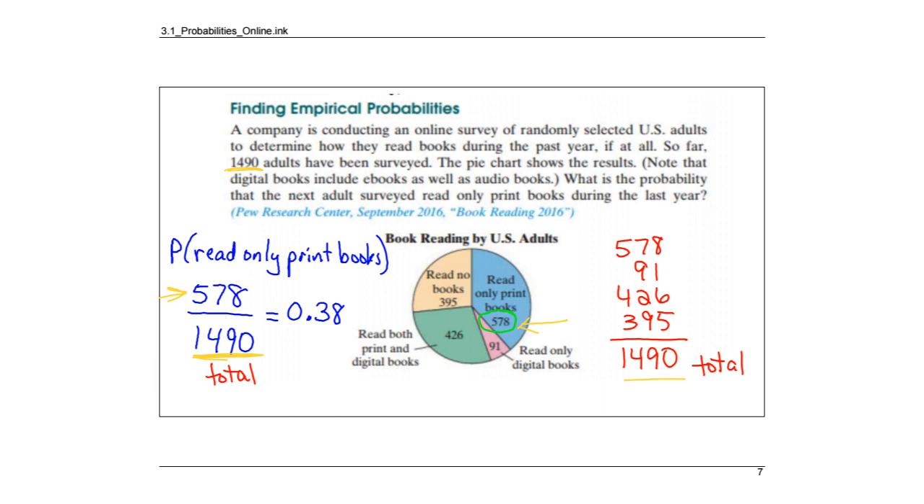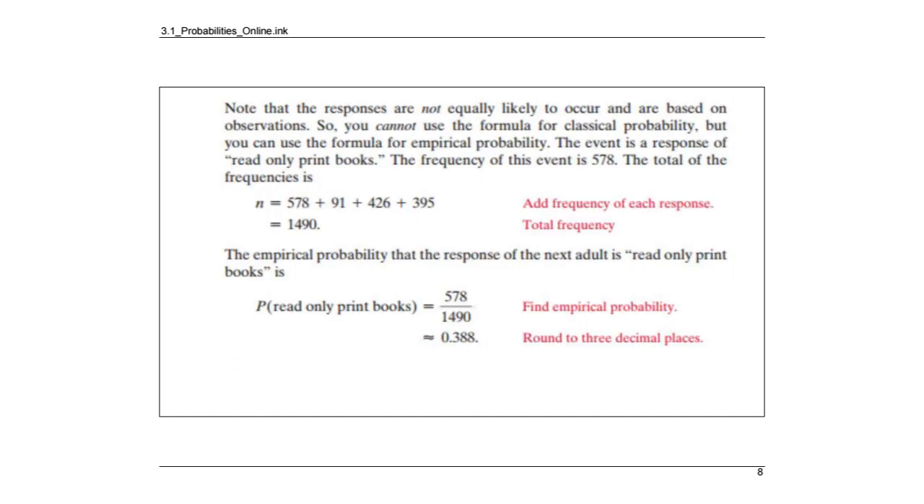So I'm going to take 578 divided by 1,490, and that gives me 0.38. That's the probability of the next adult surveyed is going to read only print books. Now you have to be really careful with MyMathLab because sometimes they want a fraction, sometimes they want a decimal, sometimes they want 2 decimal places, sometimes they want 4. So you really have to read the fine print. This is just the problem worked out again. This is from the book.